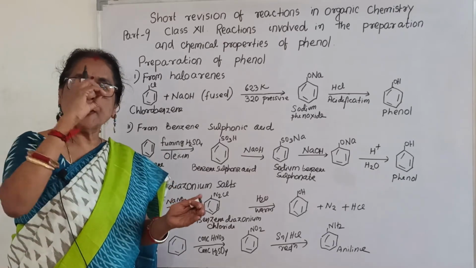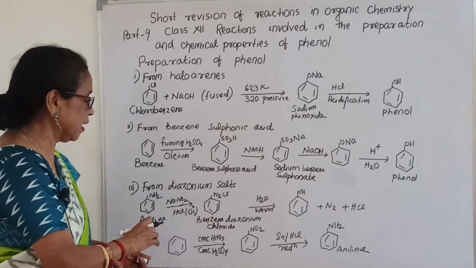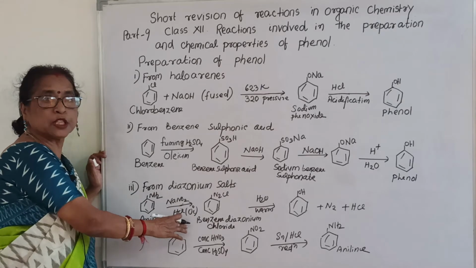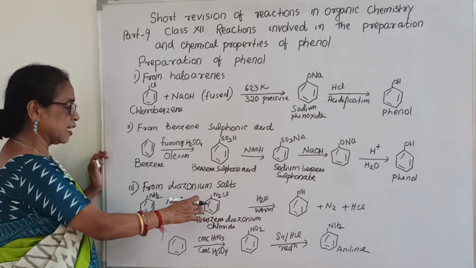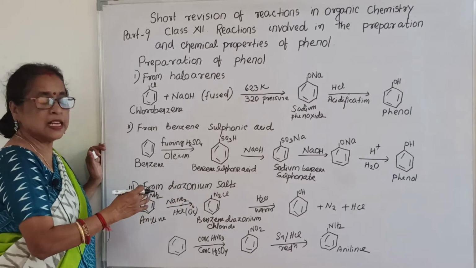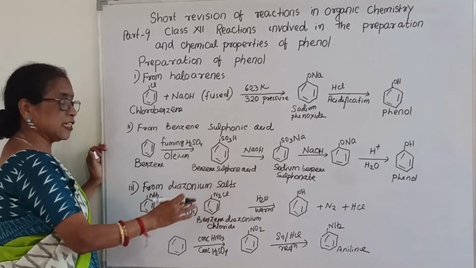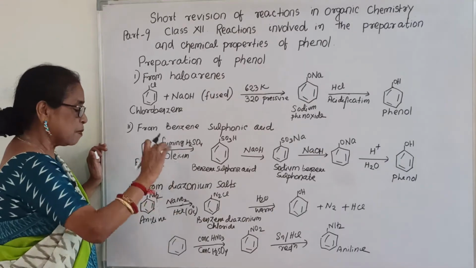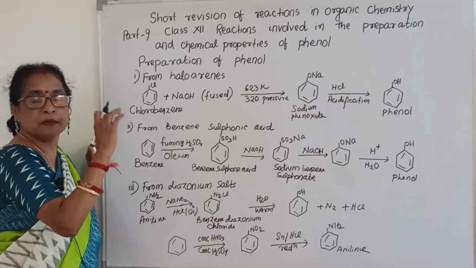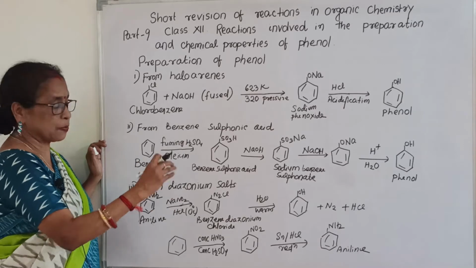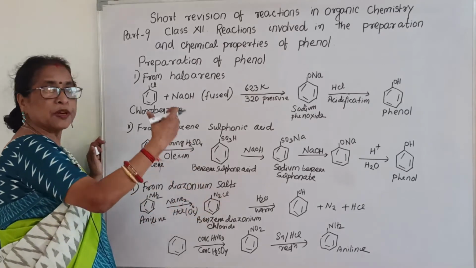But nitrous acid is not available in our lab, so it should be immediately prepared. That is why NaNO2, HCl, temperature 0 degree centigrade. At temperature 0 degree centigrade, it gives N2Cl. What is that one? Benzene diazonium chloride. That is called diazonium salt. Benzene diazonium chloride. From that, how can you get phenol?